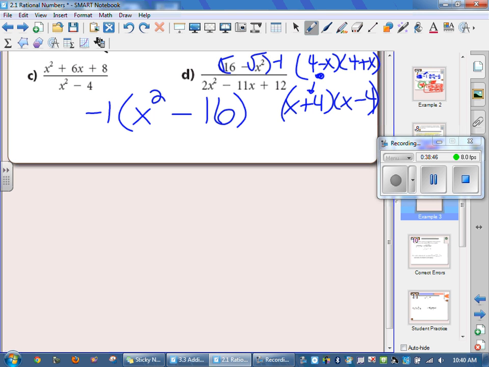So, we divided out the -1. Now we factor it. All right. Whoa, undo. That's not what I wanted to do. Okay. We need to do our bottom first, though.